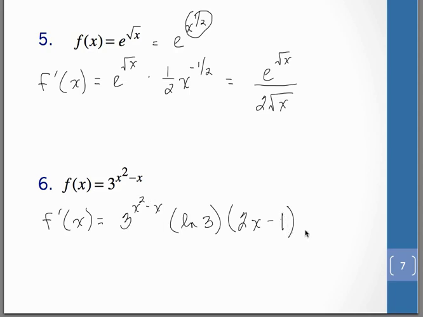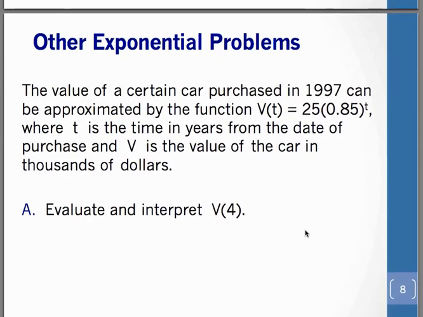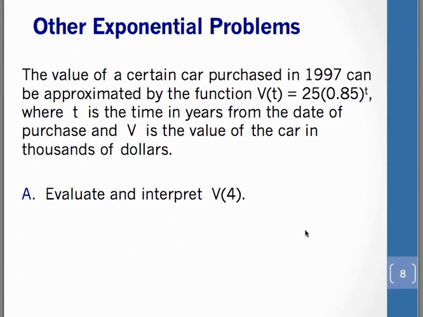So let's take a look at an application problem. And I'm sure you've studied exponential functions and application problems, so this is one of those. So we have the value of a car purchased back in 1997 can be approximated by the function v of t equals 25 times 0.85 raised to the t, where t is the time in years from the date of purchase, and v is the value of the car in thousands of dollars.